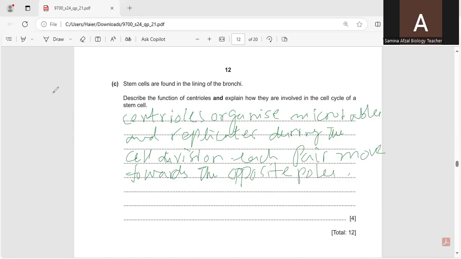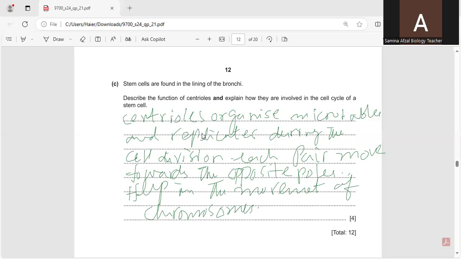And then what happens with them? They help in the movement of chromosomes. In this way, these centrioles are involved in the basic function at the time of cell division. They are always available at the time of cell division, and they are in the form of pairs.